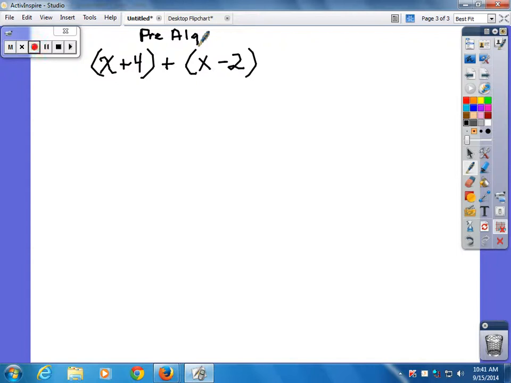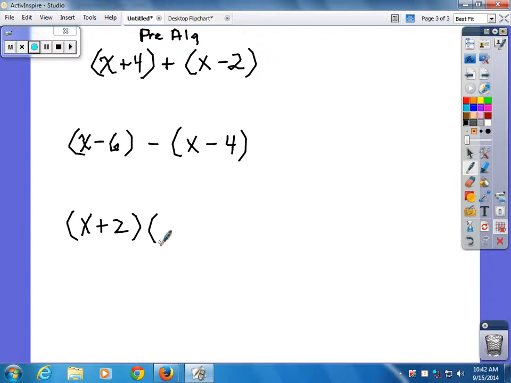And then you took x minus 6 minus x minus 4. Remember doing that? And then you took x plus 2 times x minus 7, and you used the FOIL method. And then you took x squared minus x over x, and you factored that.